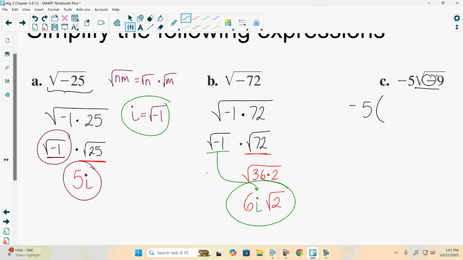This negative 1, we're able to pull it out. We're able to change it into i, because whenever we have that negative inside the radical, we could really say it's the square root of negative 1 times the square root of 9. Square root of negative 1 by definition is i. Now we just need to take the square root of 9. And what times itself is 9? Would be 3. Negative 5 times 3i, negative 5 times 3 is negative 15, and we have i.